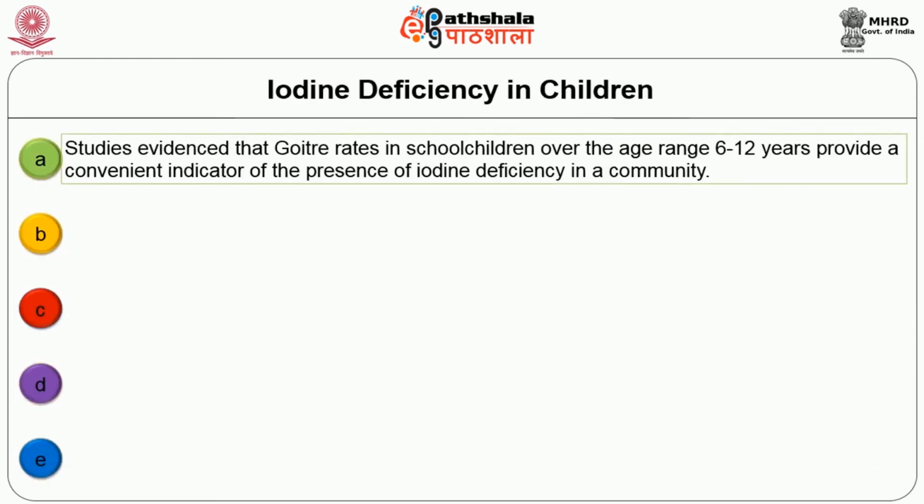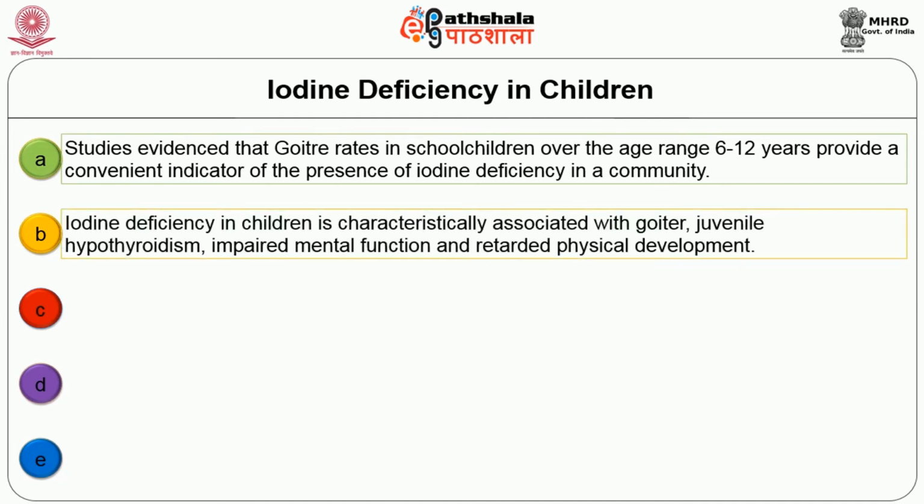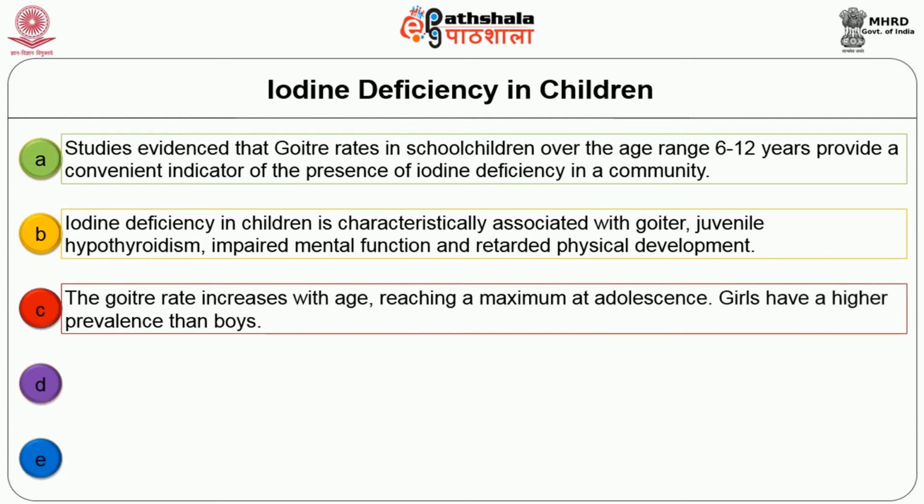Iodine deficiency in children. Studies evidence that the goiter rate in school children over the age of 6 to 12 years provides a convenient indicator of the presence of iodine deficiency in a community. Iodine deficiency in children is characteristically associated with goiter, juvenile hypothyroidism, impaired mental function, and retarded physical development. The goiter rate increases with age, reaching a maximum at adolescence. Girls have a higher prevalence than boys.